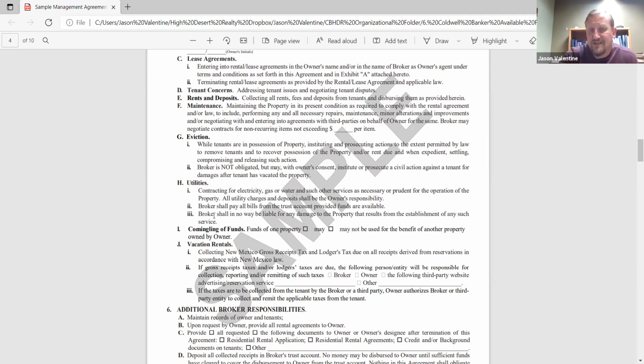Commingling of funds, I'll let you know, I generally don't do commingling of funds. We do keep everybody's property ledgers straight and narrow.